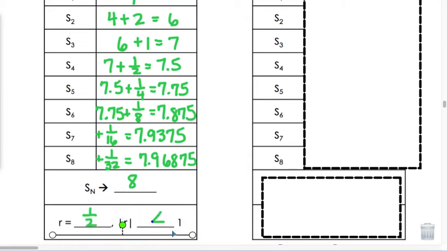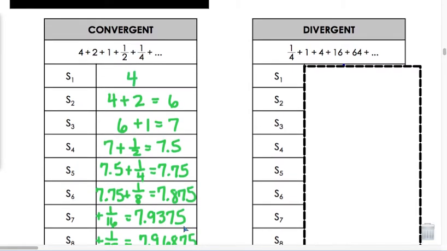All right, so let's look at that. We can see that our ratio was 1/2, and when the absolute value of our ratio is less than 1, we're going to call it a convergent series. So maybe you even want to write that up here. When the absolute value of r, your common ratio, is less than 1, it's convergent, and it should go to some number. The sum should be some number.